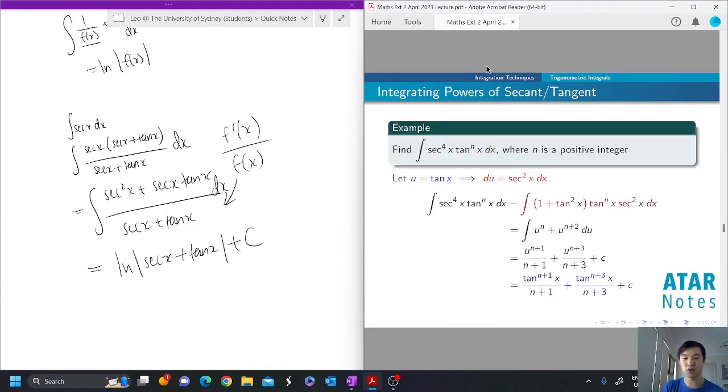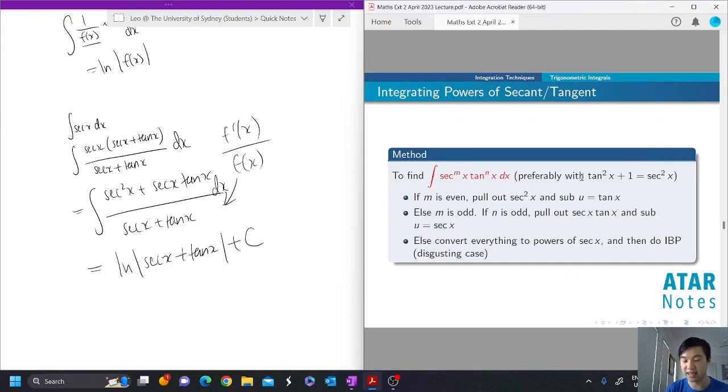So here's an example of what I mean by that. If we're integrating sec to the power of 4 x times tan x to the power of n, where n is a positive integer, here, because the power of sec is even, we can let u equals tan x. We rearrange to get du is equal to that. We pull out a sec squared x, it'll become that using the identity, and then you can just integrate like normal, and it'll all work out. It helps with this identity: 1 plus tan squared x is equal to sec squared x.